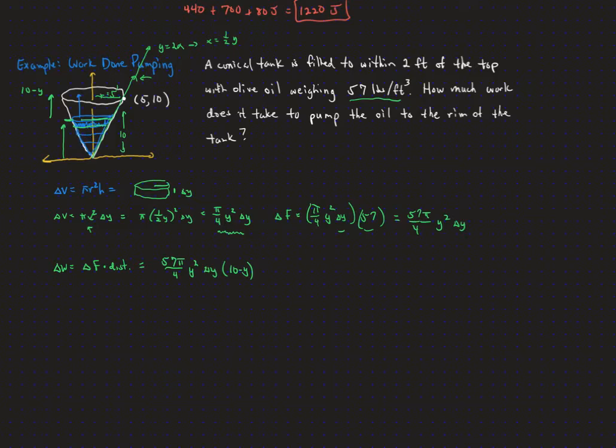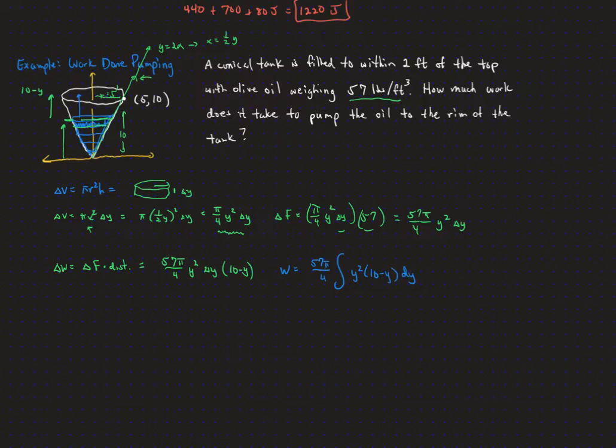As we sum those up and let delta y go to 0, our work becomes, let's see, we can pull out the 57 pi over 4. The integral, and we'll talk about the limits in a moment, is going to be y squared times 10 minus y dy.